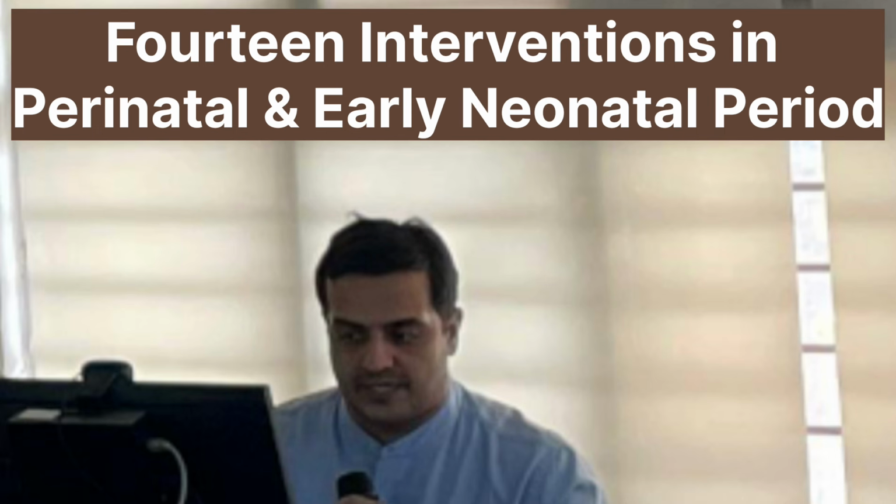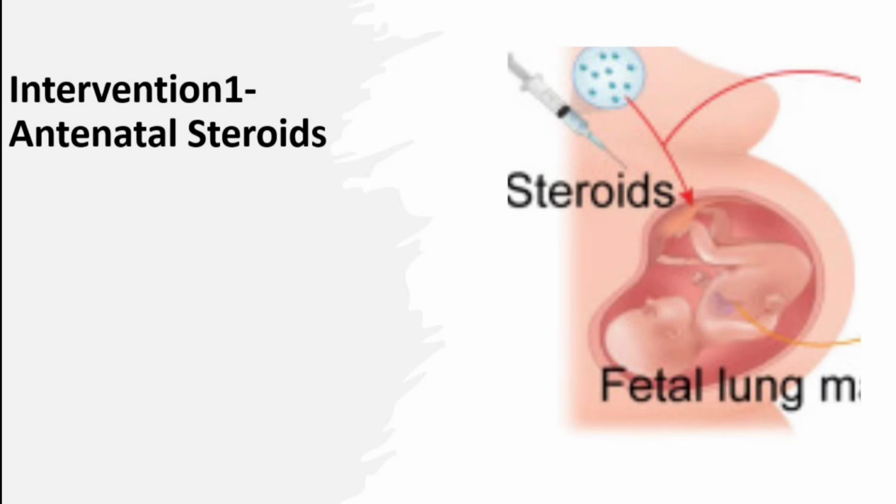I will start with the interventions which could be done in the perinatal and the early neonatal period to improve the neurological outcome. So I'll be talking about 14 interventions. Since it is a bigger talk, I will go a little bit fast. And mind you, my job today is not to discuss all the evidence in detail, but the point is that we should know what interventions can be done and a little bit about the evidence regarding that.